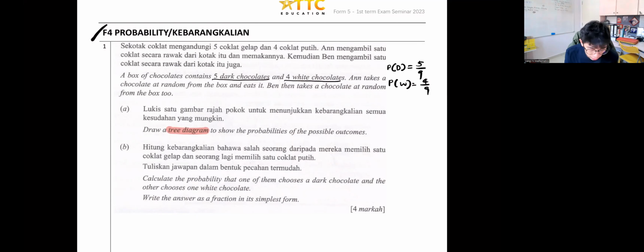N takes a chocolate at random from the box and eats it. So just go inside, randomly pick one. Whether we take white or dark chocolate, we don't know. Ben then takes a chocolate at random from the box too. So Ben randomly takes one. There are 2 persons here, one is N and the other one is Ben, right? So there are 2 selections here. Can you tell me who is the first selection?